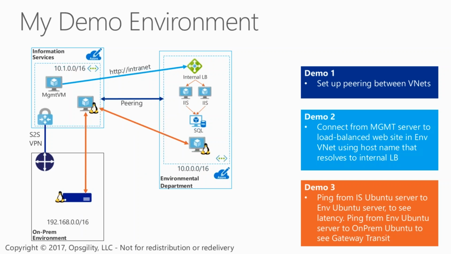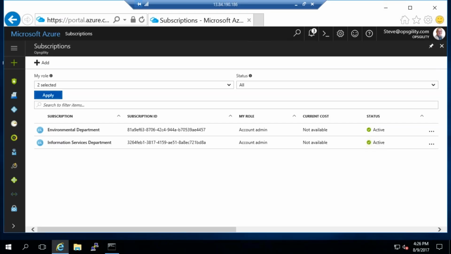Okay, so let's jump right into the environment. I've logged into the management server, as I mentioned. That's the only server with a public IP address in my environment. And right away you can see that I've got two subscriptions that are defined, the environmental department and the information services department. So let's set up peering between these.